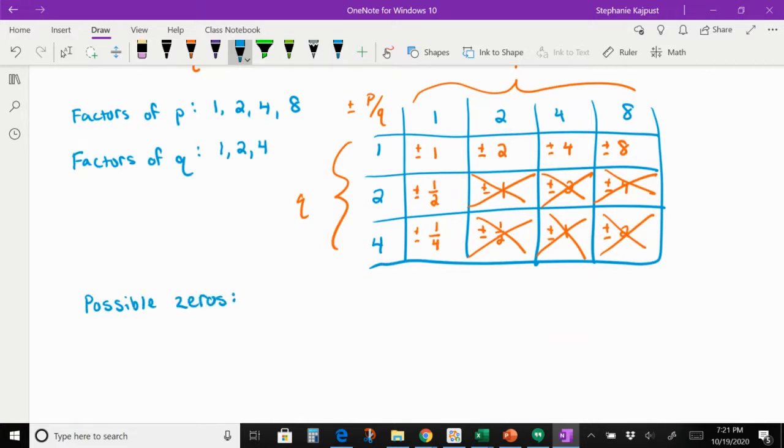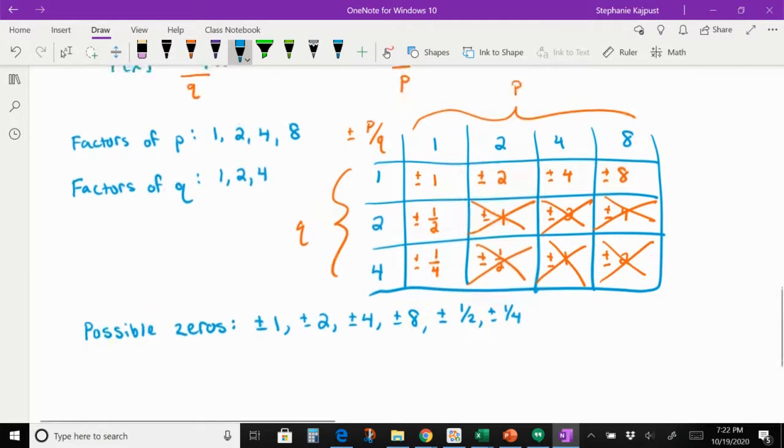So for our possible zeros, we have plus or minus 1. That means it could be positive 1 or negative 1. We've got plus or minus 2, so we could have positive 2 or negative 2 as a zero. Plus or minus 4, plus or minus 8, plus or minus 1/2, and plus or minus 1/4. So we've got 1, 2, 3, 4, 5, 6 numbers, 2 signs, so that's 12 different choices for zeros.